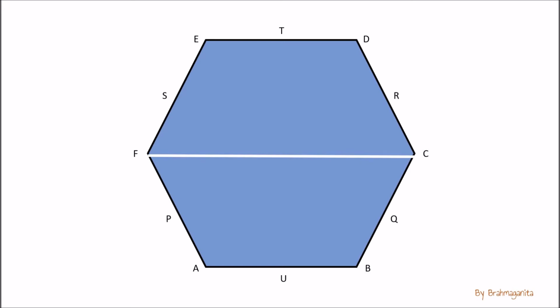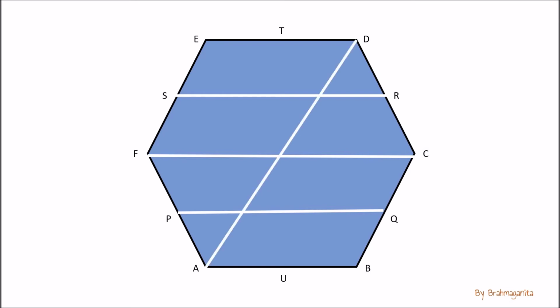Let's draw two parallel lines to FC by joining SR and PQ. In a similar fashion, along the directions northwest and southeast, let us join AD, and then two parallel lines to AD at PT and UR. Absorb this information for a while, and now guess what should be done?